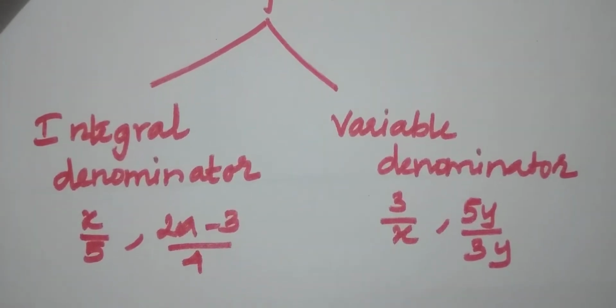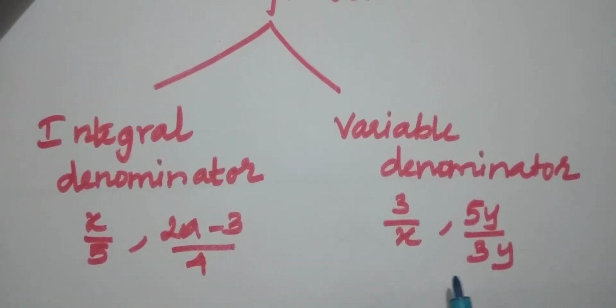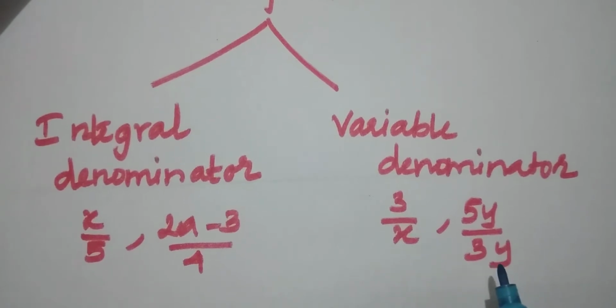Let us have a quick tip. For algebraic fractions having variable denominator to be meaningful, the values of the variables in the denominator should not be equal to 0.